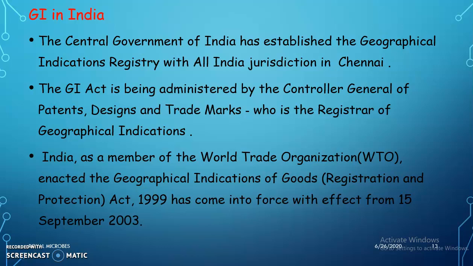India, as a member of the World Trade Organization, enacted the Geographical Indications of Goods Act in 1999, and it is mainly for the registration and protection of geographical indications, and it has come into force with effect from 15th September 2003.